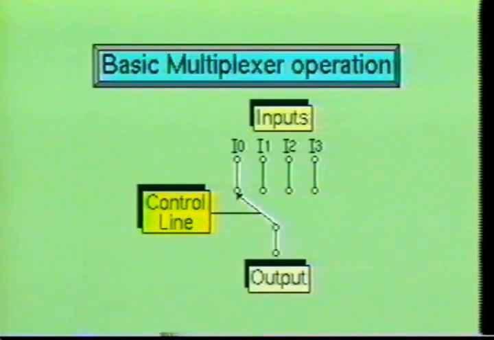Digital multiplexers are used when a selection must be made from several data sources and the information must be routed to one destination. This method of selection is often referred to as data routing.